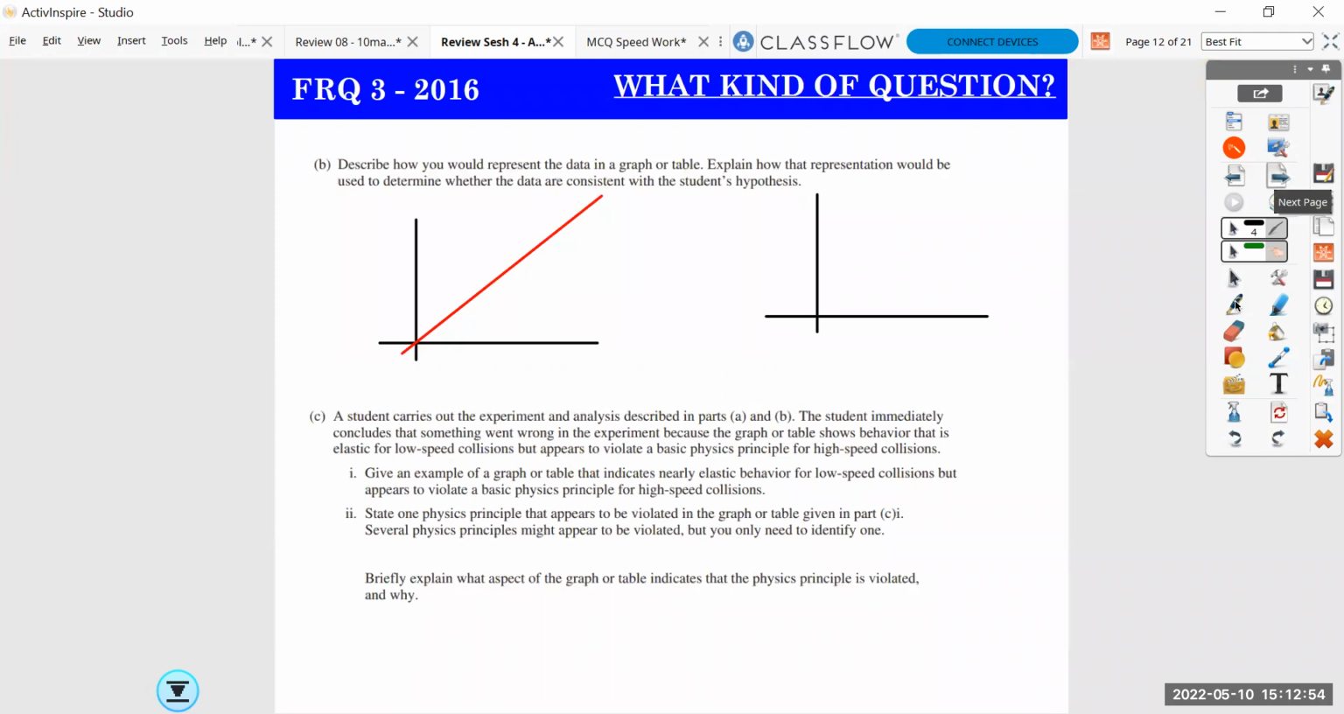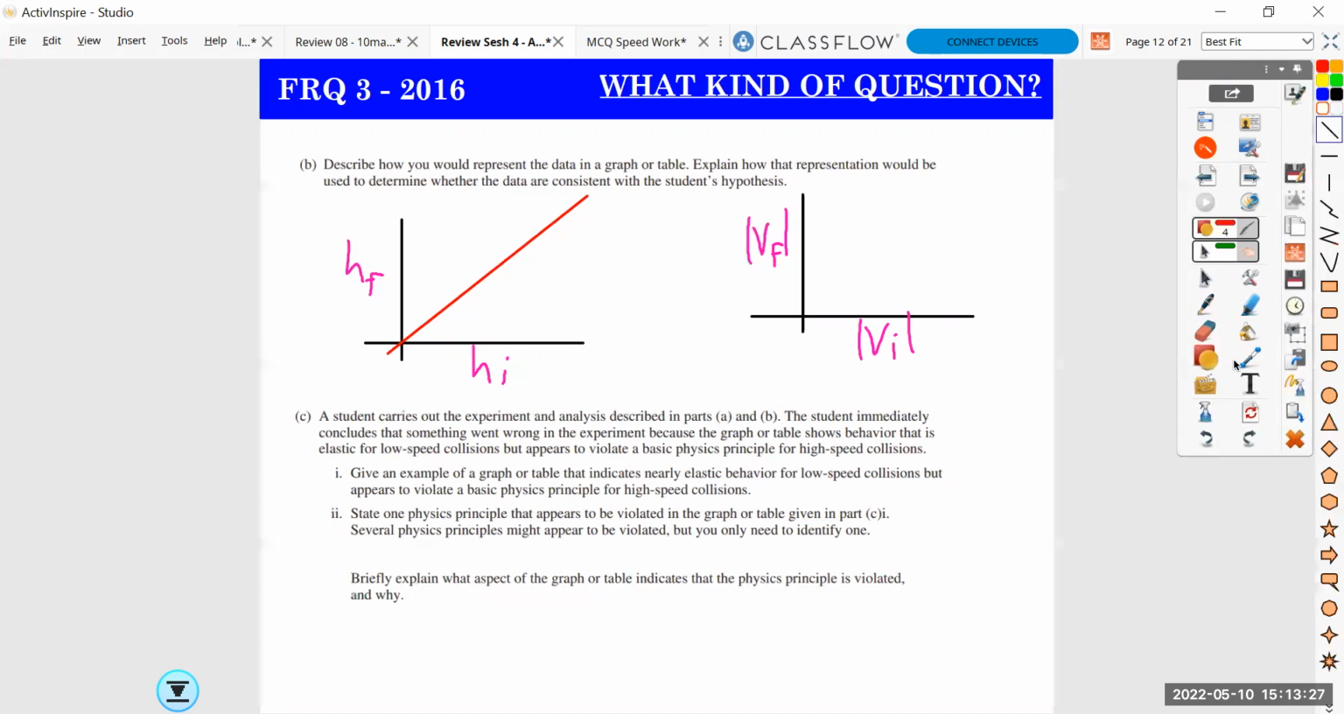How would you represent the data? Well, depending on what you're doing, if you're doing the height method, I would probably put one of my heights on one axis and the other height on the other axis. Similarly, if you're calculating your velocities, I would probably put one velocity on one axis and my final velocity on the other axis, noting maybe you want to do the absolute values or just the speeds, or recognize that if one of your velocities is positive, the other is going to be negative because it's bouncing. In both cases, if energy is perfectly conserved, you would expect that the two would be identical.